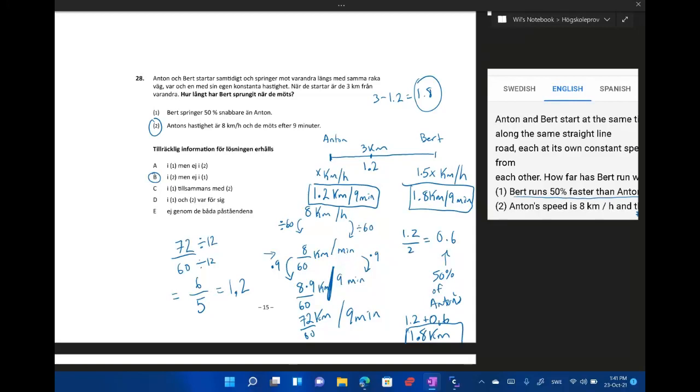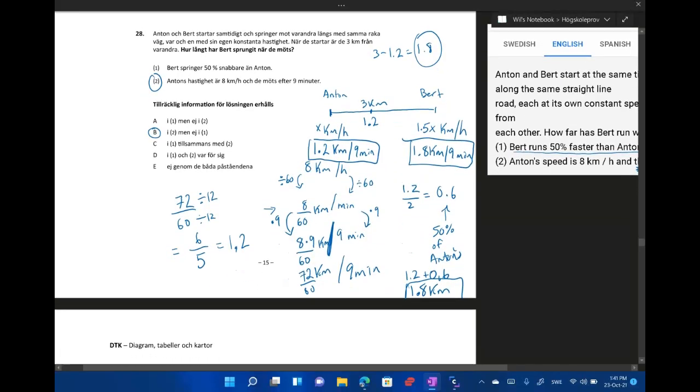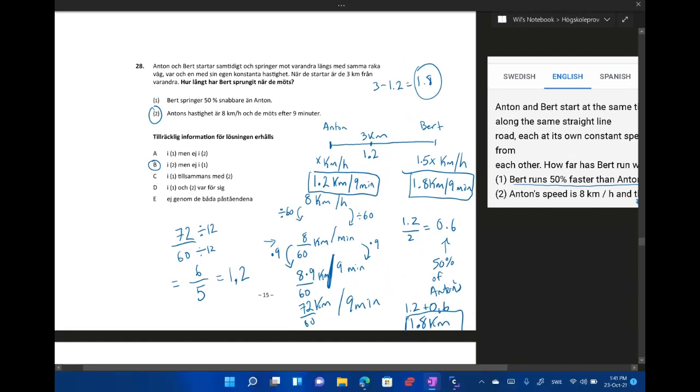So that's it today. This finishes our last part of this test. I believe there's one more section to go, but this is questions 23 to 28 complete.